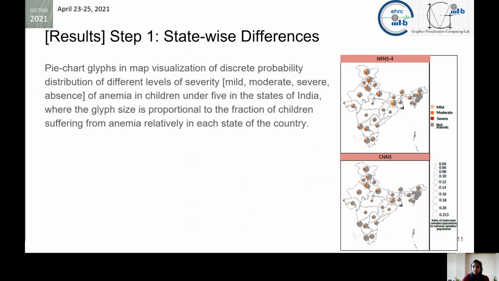In step 1, we also observe that the distribution based on anemia severity were comparable between the two surveys. We visualize these distributions using the pie chart glyph, where the glyph sizes give the occurrence of anemia and the pie chart gives the occurrence of severity in anemia. We observe that while the overall occurrence in each state is similar across the surveys, there are differences in the distribution of severity of anemia. Given the limited data availability for anemia, it is difficult to explain the differences.